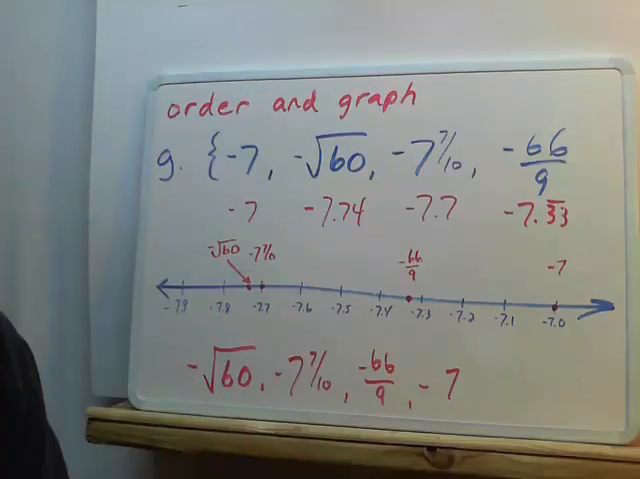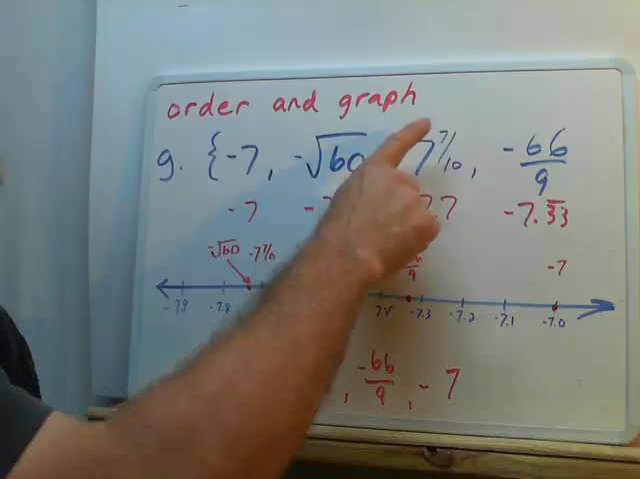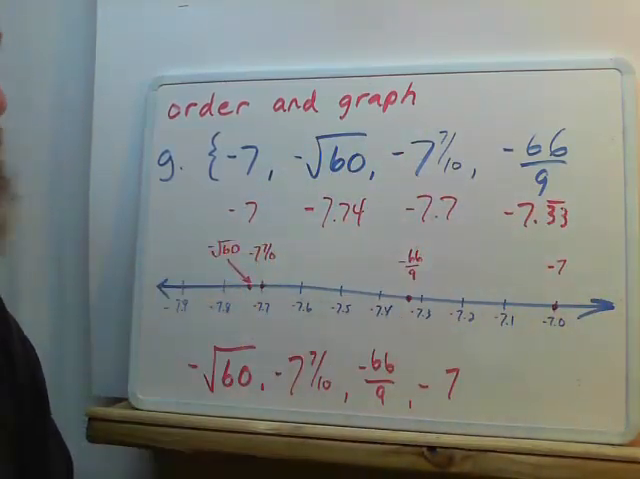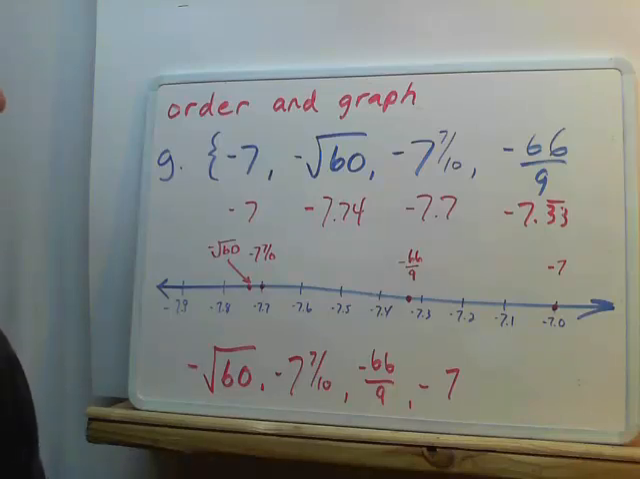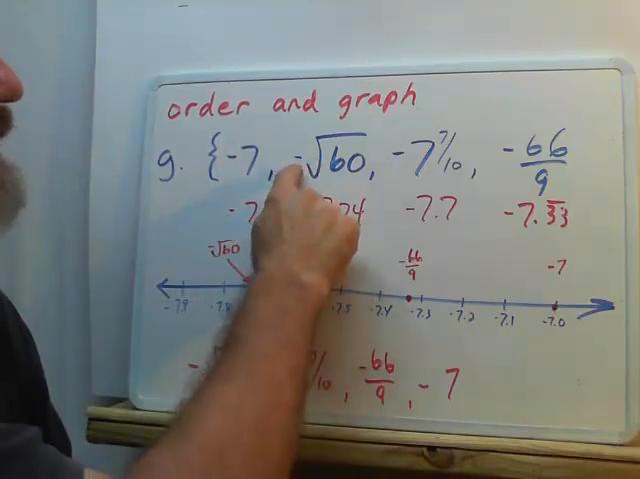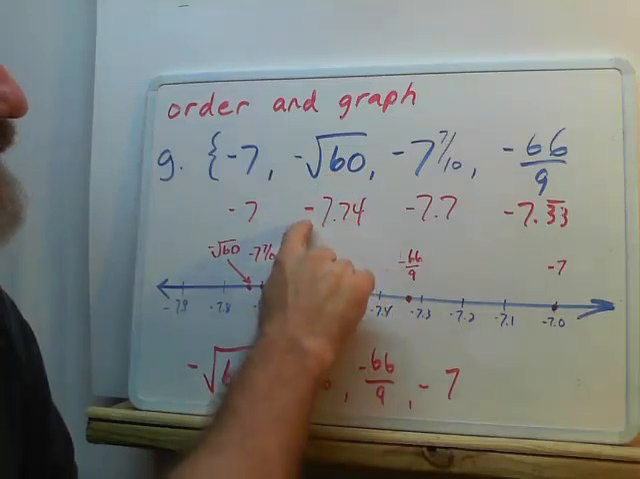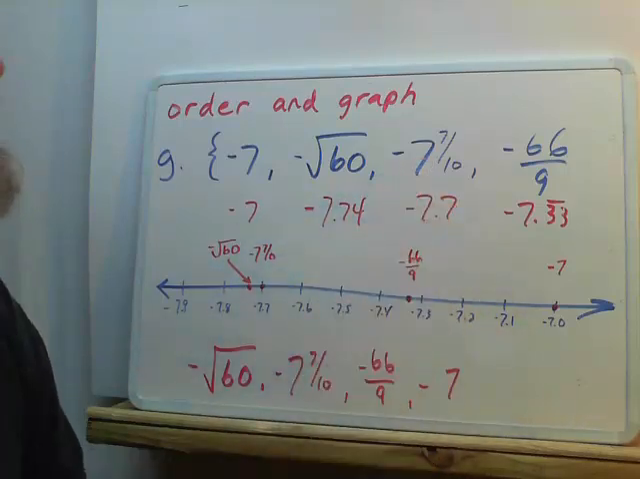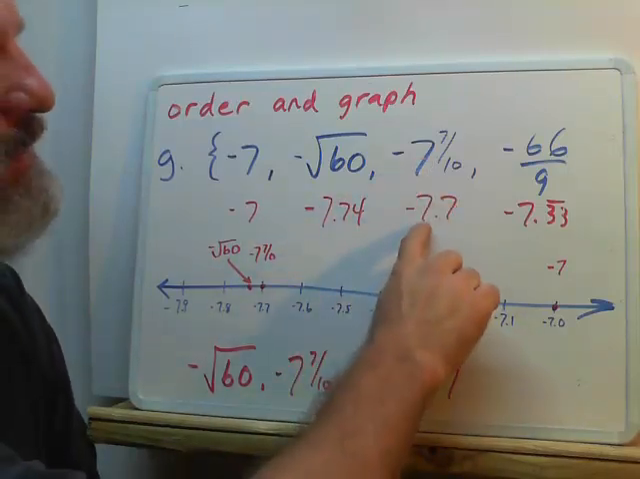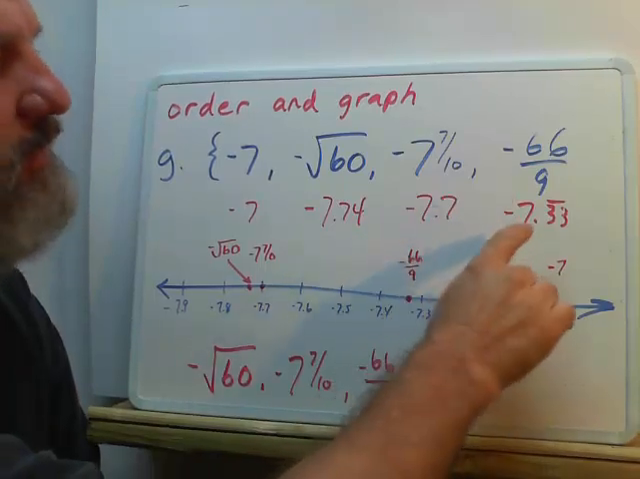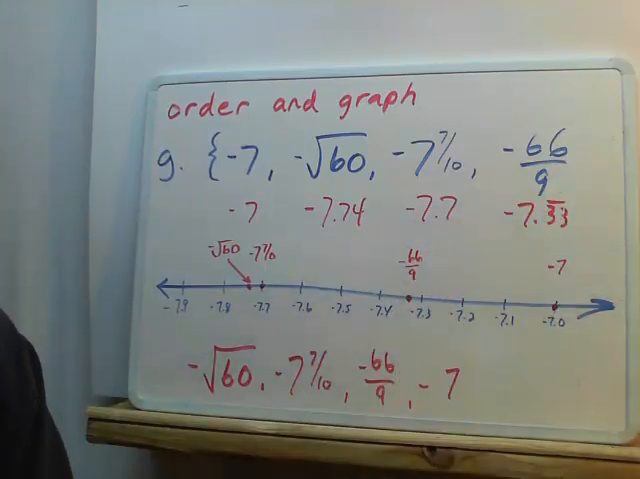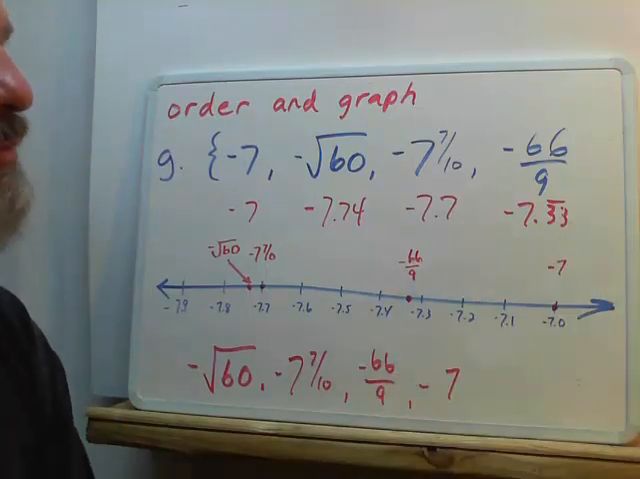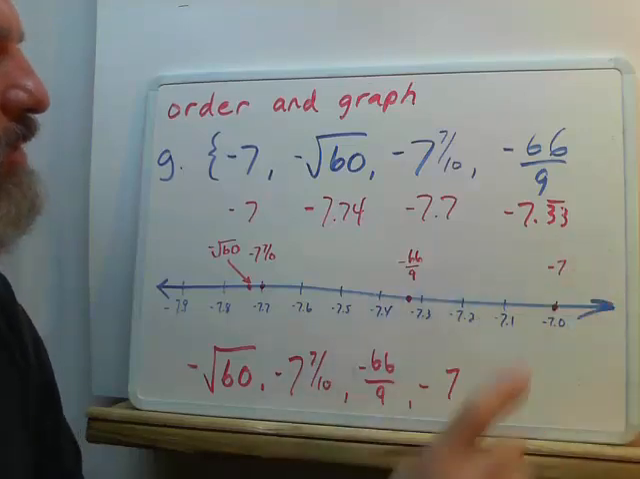Letter G, we're now being asked to order the numbers and graph them. So here are our 4 numbers. First thing we do is decode them, and the best way to do that is put them all in decimal form. So we have -7. The negative square root of 60 is -7 and 74/100ths, just to the 2 digits for now. -7 and 7/10ths is -7 and 7/10ths. -66/9 is -7 and 1/3, which is 0.3 repeating, so I just did it for 2 digits for now.